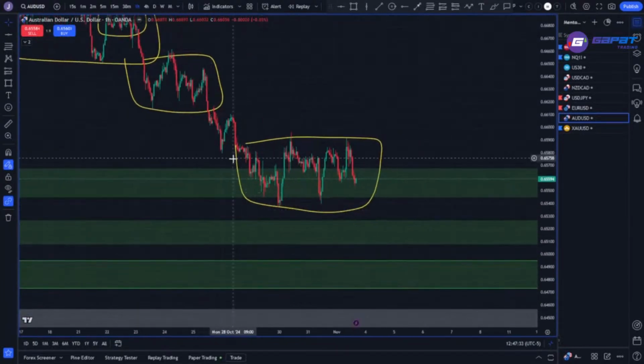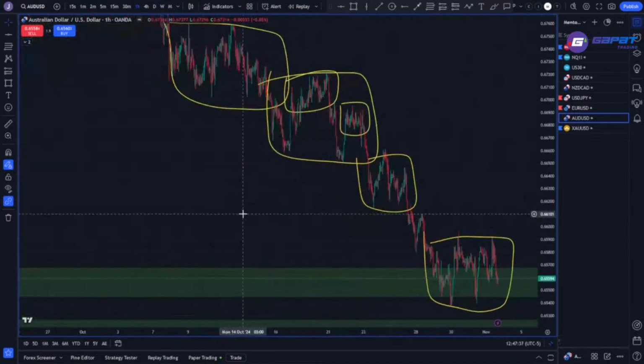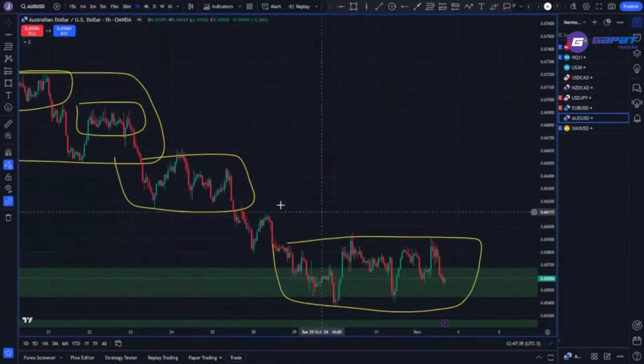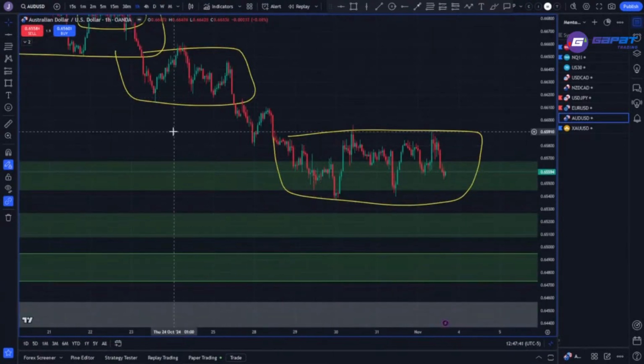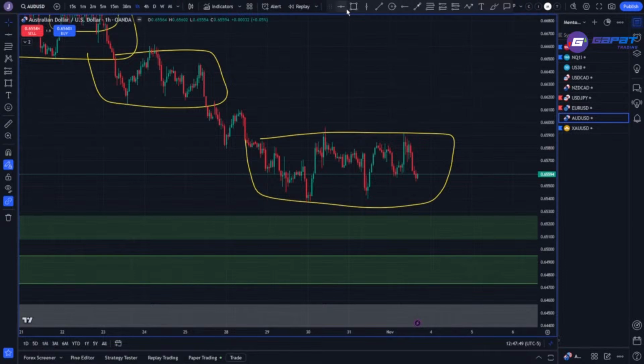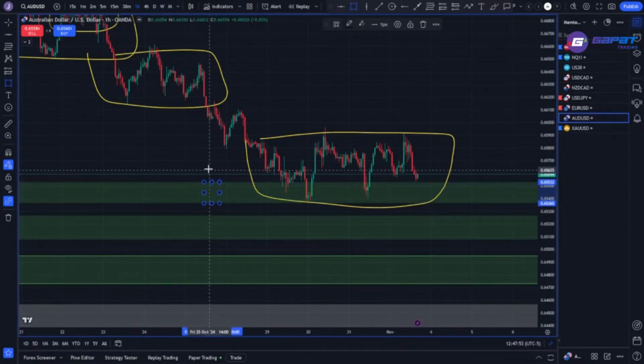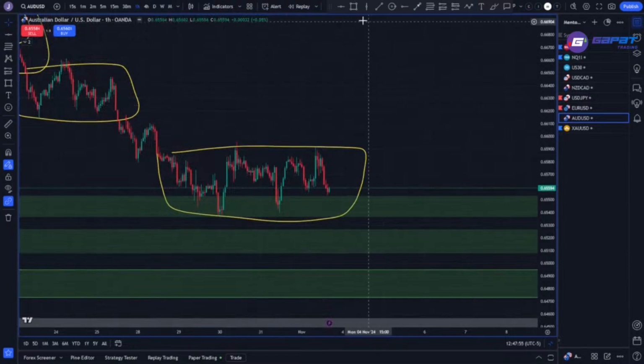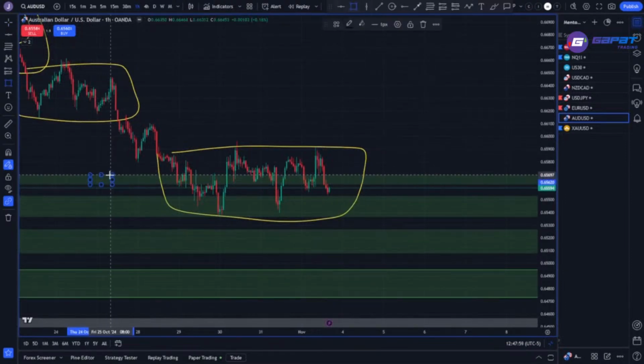So multiple tests of this level gave a couple reactions, but like I said, if we're strong in one direction, the levels aren't going to be holding that well. We'll eventually break through them, but it did give some reactions. But now I would delete this area and I would modify it just like this. And then we will have a high volume node inside.